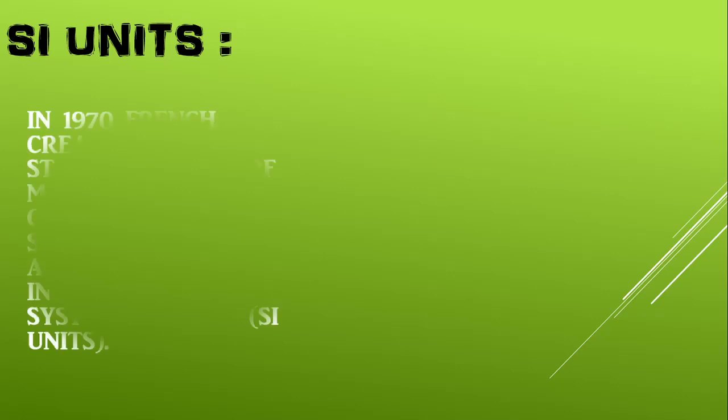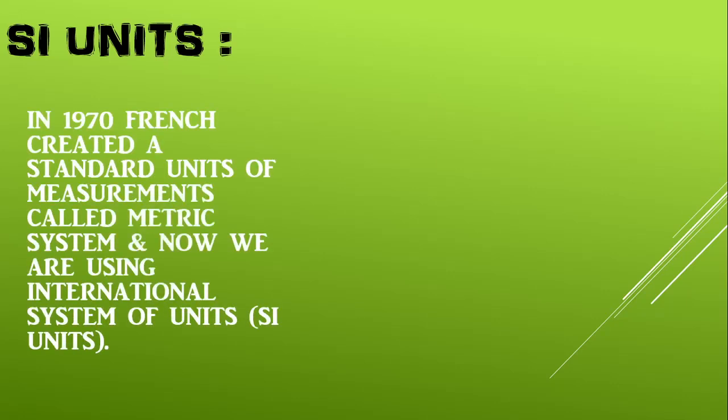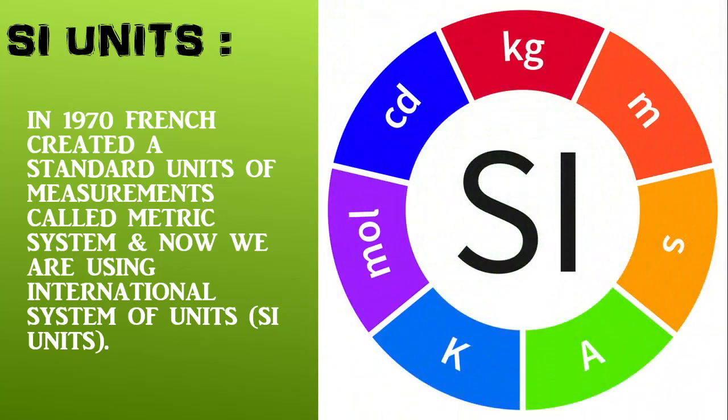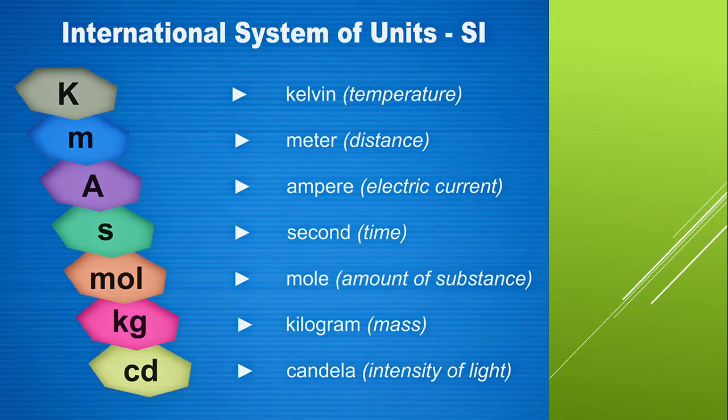In 1790, the French created a set of standard units called the metric system. The system we are now using is the International System of Units. These are the seven fundamental units. The following picture represents the quantities, units and symbols for them.